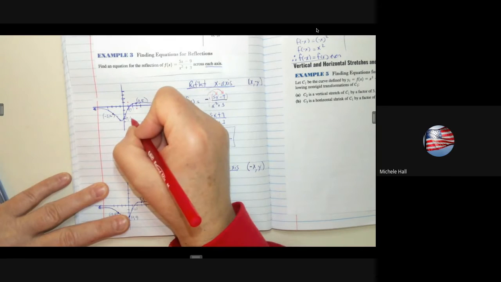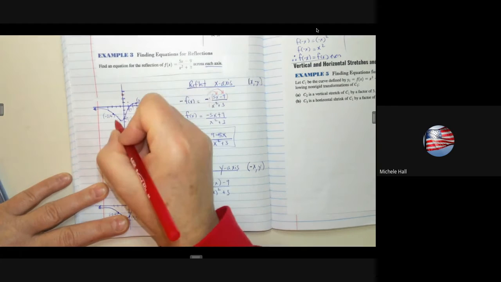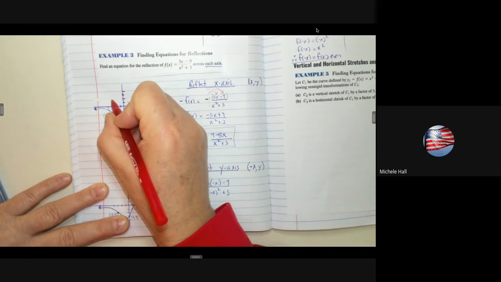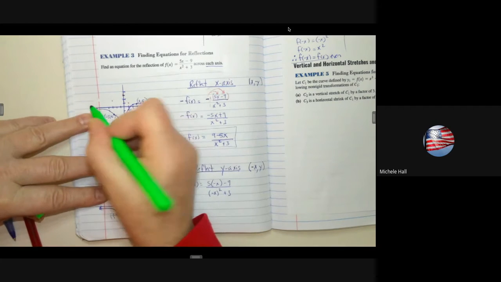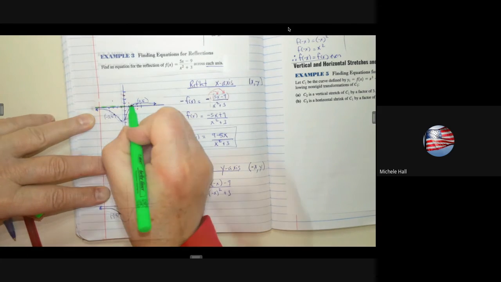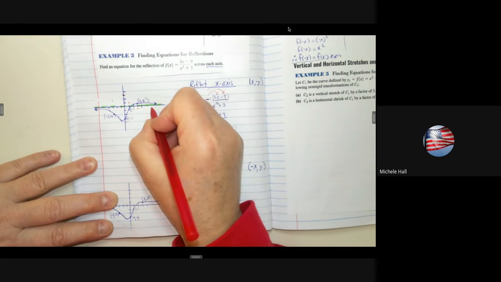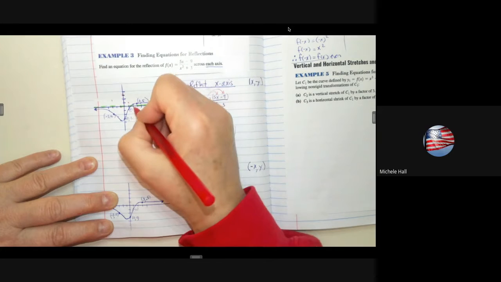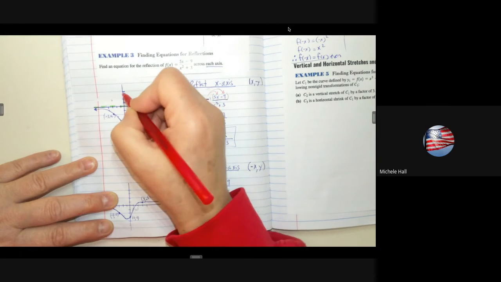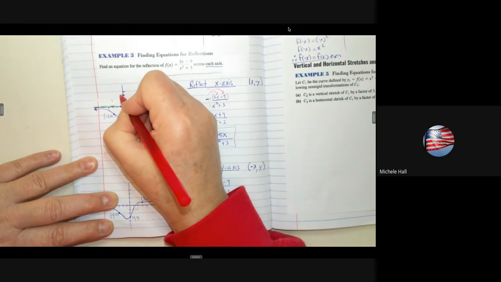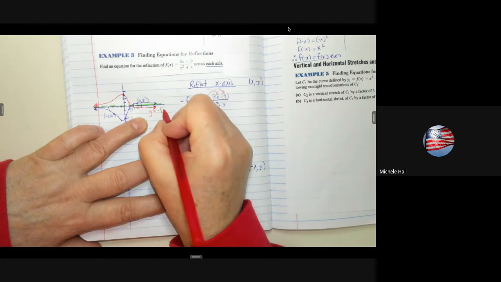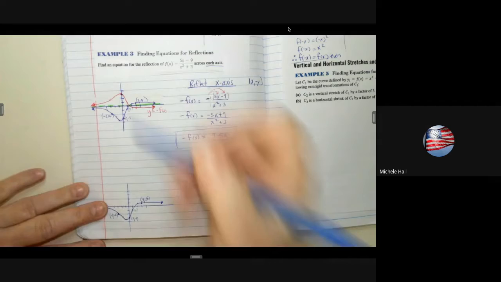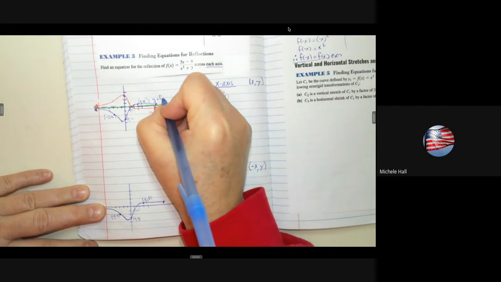0, negative 3, so 0, 3. Negative 3, negative 2, so negative 3, positive 2. We are reflecting across the x-axis. So that means we're coming in from here, crossing over, coming up, coming down, and writing there. Y equals negative f of x, and y equals f of x.